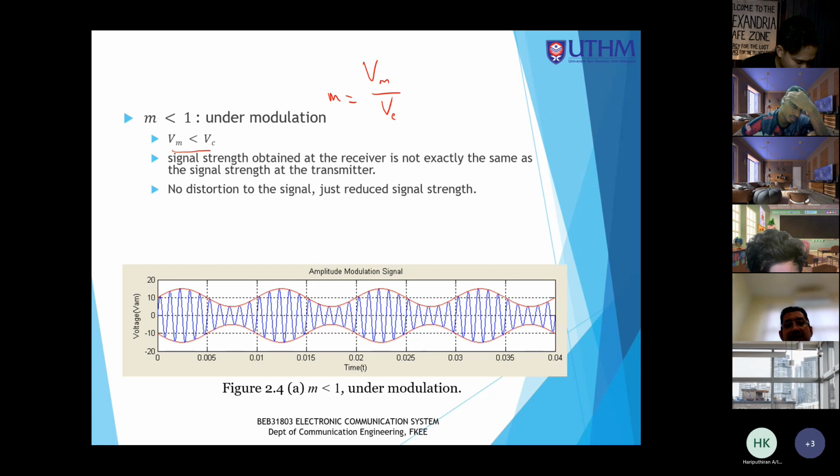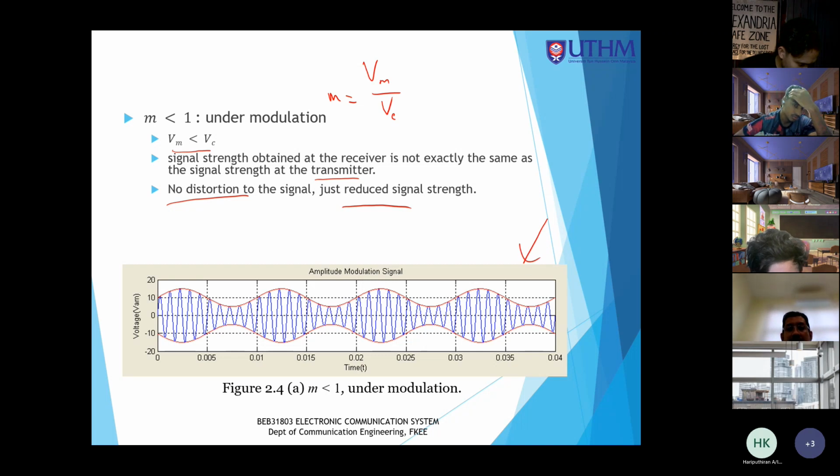So signal strength obtained at the receiver is not exactly the same as the signal at the transmitter. Okay, maknanya apabila signal itu telah bergerak jauh, dia akan mengalami attenuation yang lebih besar. So mengakibatkan signal strength, kekuatan signal pada receiver itu tidak setaraf dengan kekuatan signal pada transmitter. There's no distortion to the signal, just reduce in signal strength. Okay, so bentuk gelombangnya adalah seperti ini.